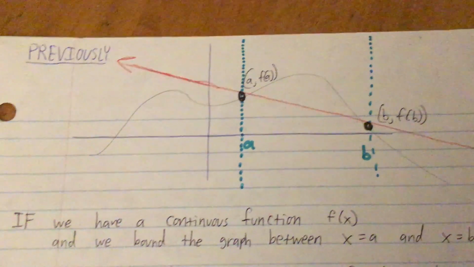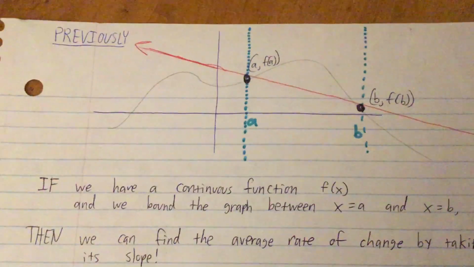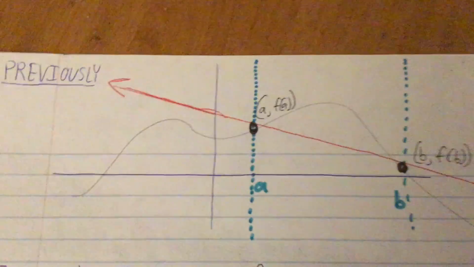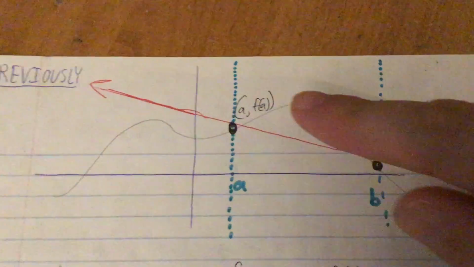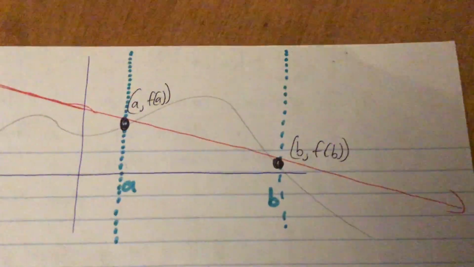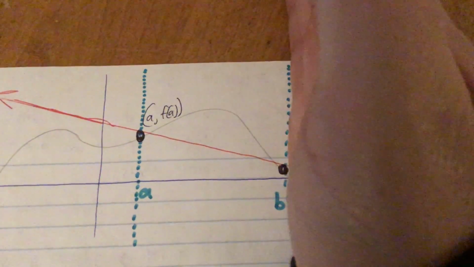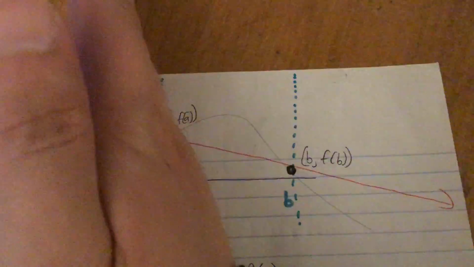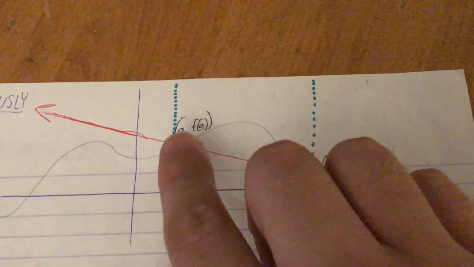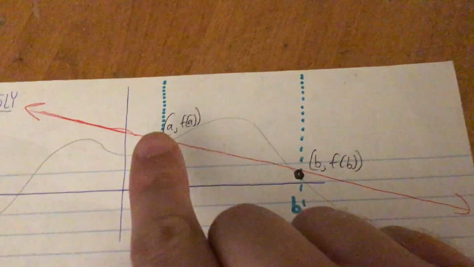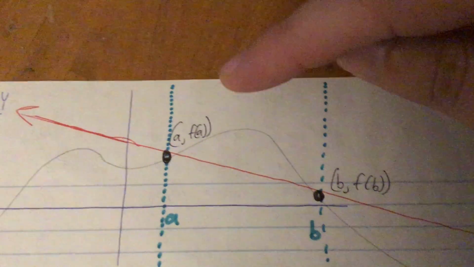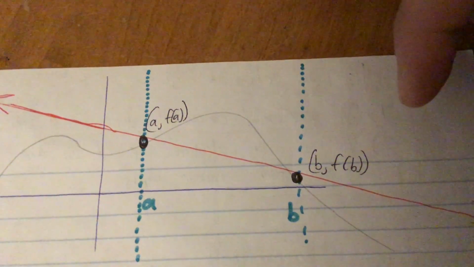Previously we did these things called taking the average rate of change of curves. So if we take a look at this diagram, I just drew a gray curve. I didn't necessarily have a specific equation in mind, but the point is, let's say I bound the curve between x equals b and x equals a. So in this region, let's say I want to figure out the average rate of change between x equals a and x equals b. So we've got a comma f of a and b comma f of b.